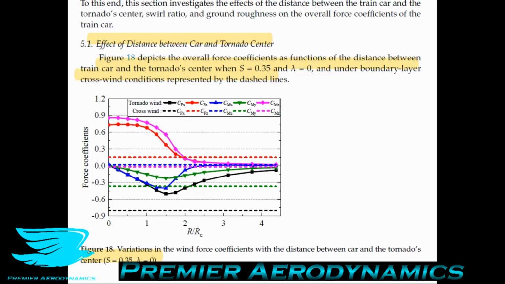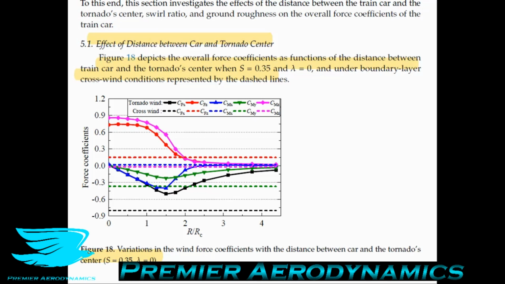So remember in the first podcast of this, we looked at different roughnesses, and to simulate roughnesses on the ground, they used these little cubes. So this is at a surface roughness of 0, so there's no surface roughness. So let's go into this figure and how tornadoes affect the forces on the trains.